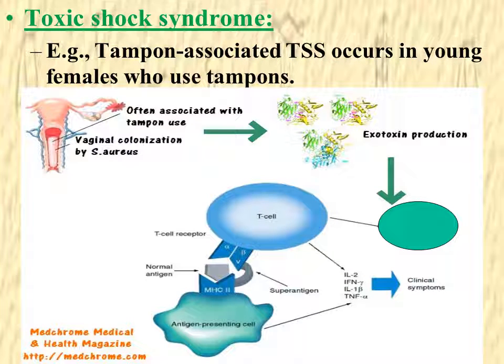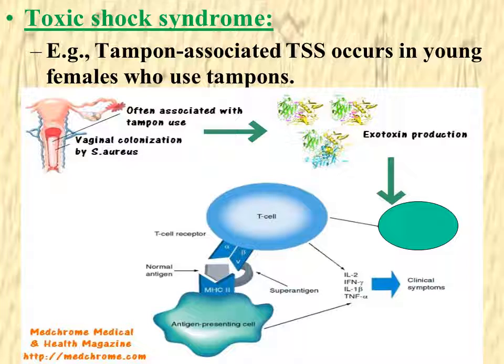What about the toxic shock syndrome? This is a disease common in females who use tampons. When the tampon is inserted inside the vagina for a long period of time, it stimulates colonization of the vagina by Staphylococcus aureus. Following the colonization, these staph will start to produce an important exotoxin called the toxic shock syndrome exotoxin.